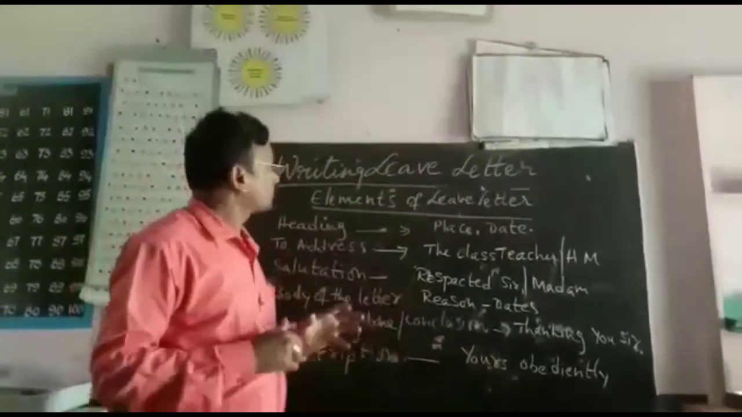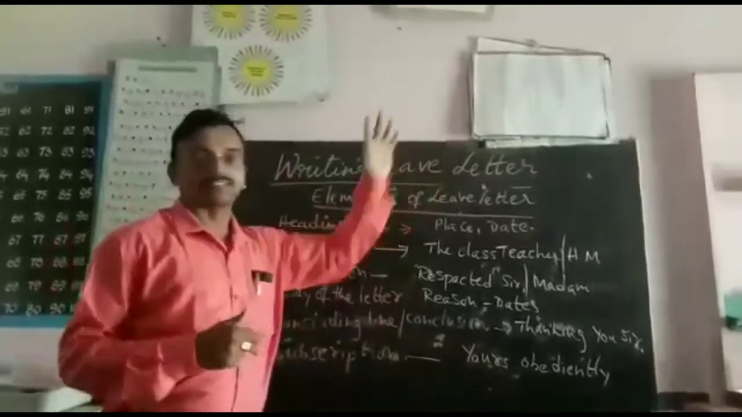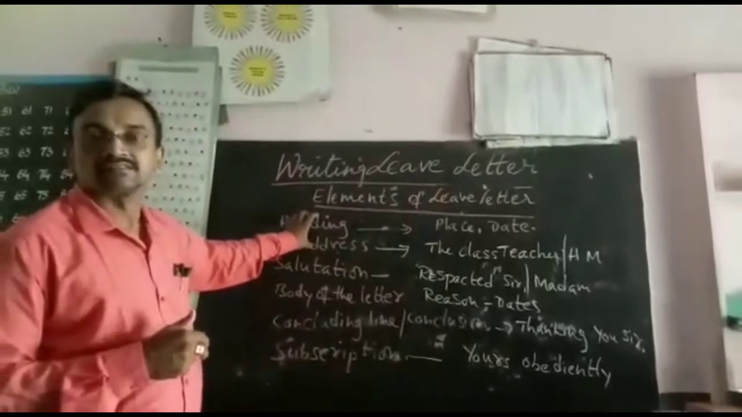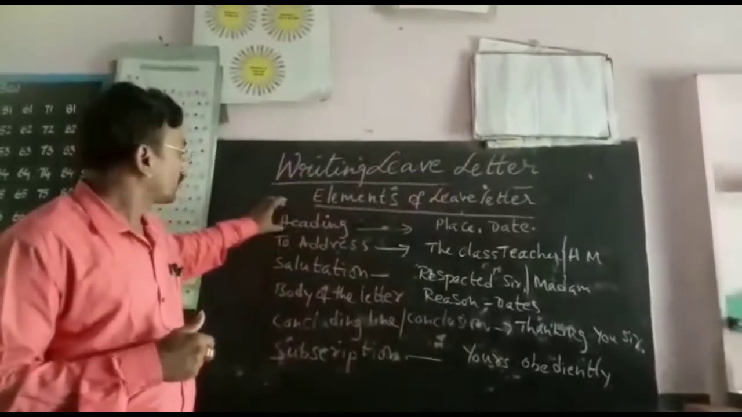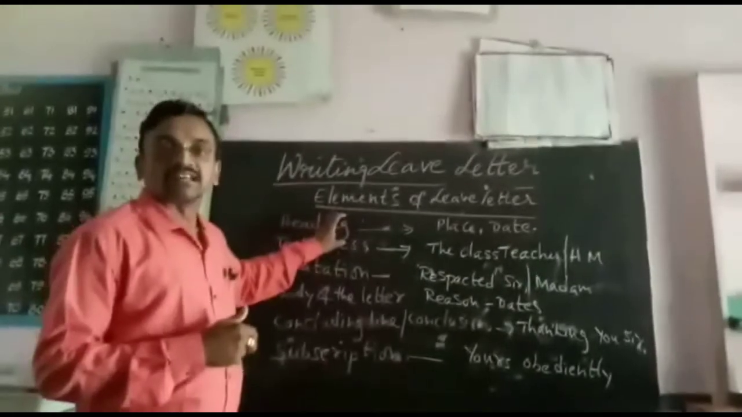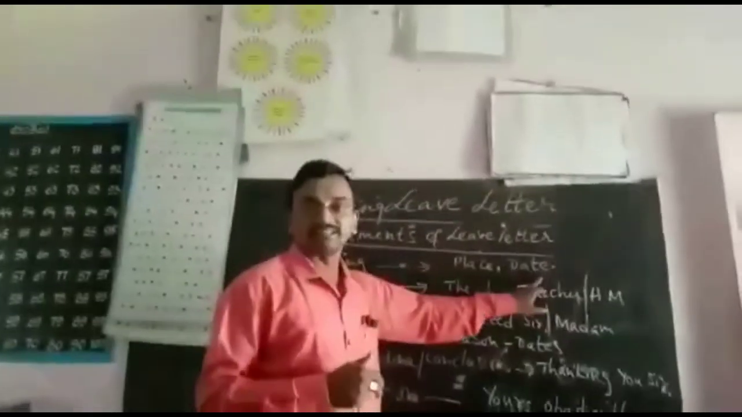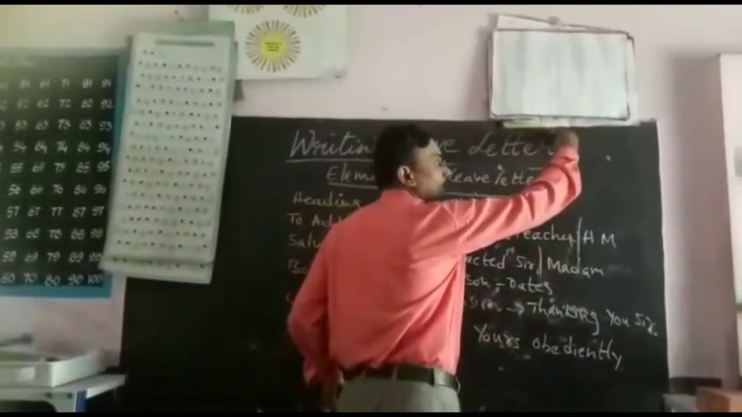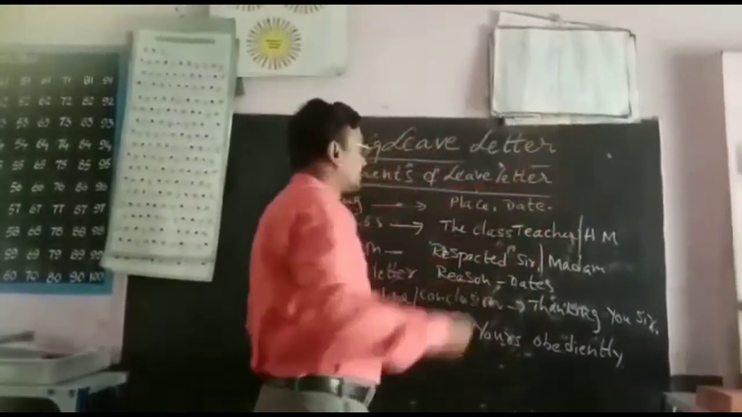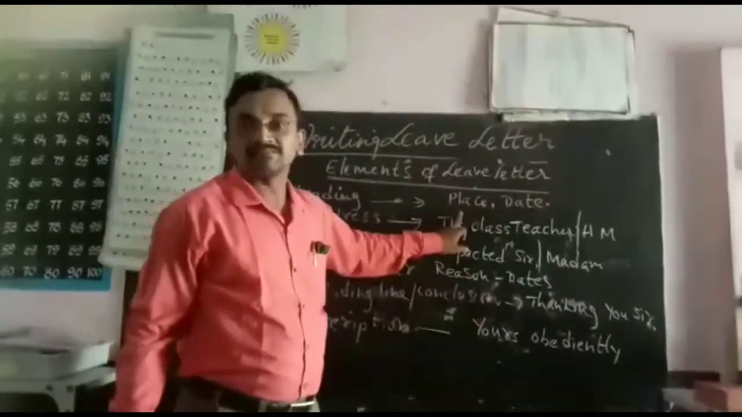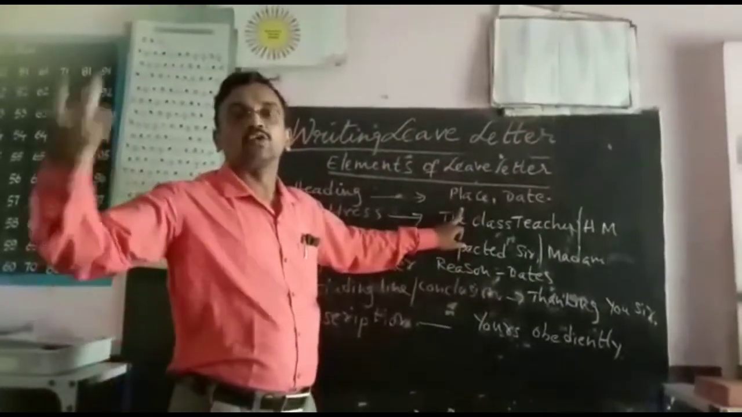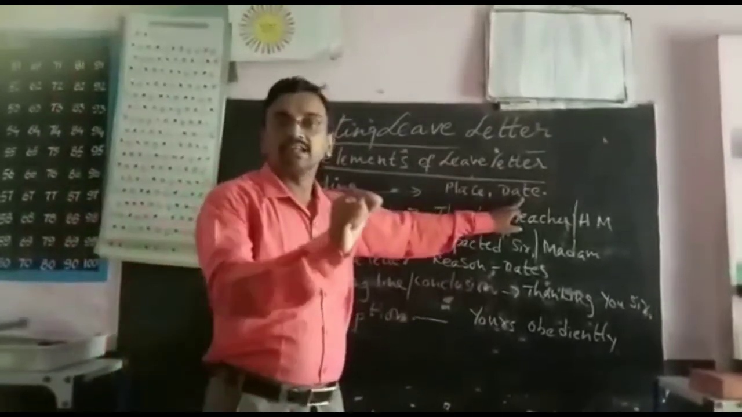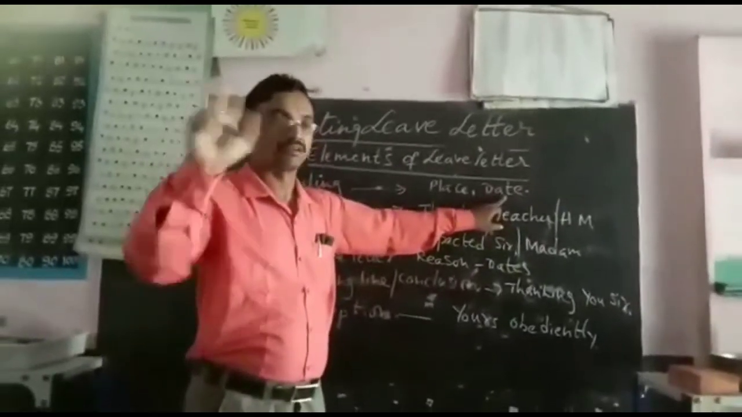So, before going to that, what are the elements of a leave letter? Elements of a leave letter means what are the parts in a leave letter. The first one is the heading. This is nothing but place and date. This will be on the top right corner of the paper, where you have to mention the place. For example, you are writing from Koyyuru, so mention Koyyuru, comma, and the date on which you are writing, full stop.